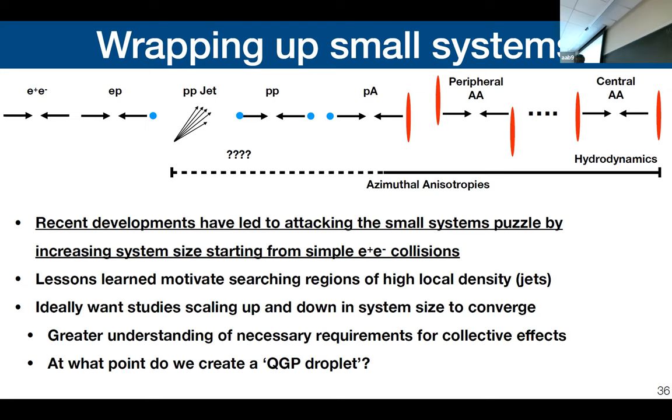And actually, the lessons we learned in ep collisions now motivated this search, for example, for the jets in pp. Ideally, we would like this scaling up and down in system size to eventually converge at some point. At that point, we can do a really focused study on exactly what happens when we transition between no effect and an effect, and we can get a greater understanding of the requirements for these collective effects. At that point, we would learn how much energy density we need in order to make this QGP proper.